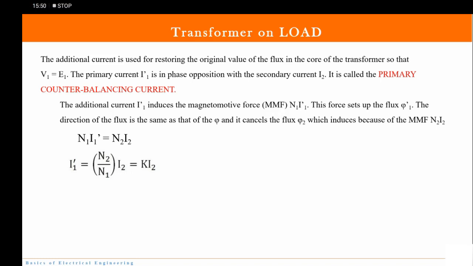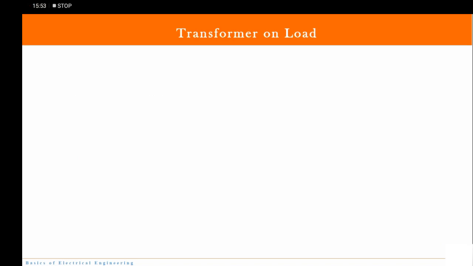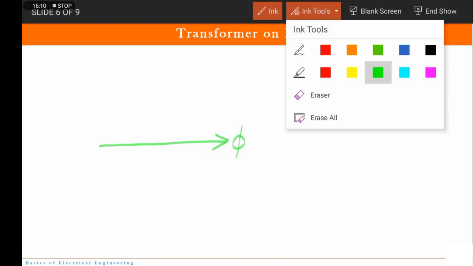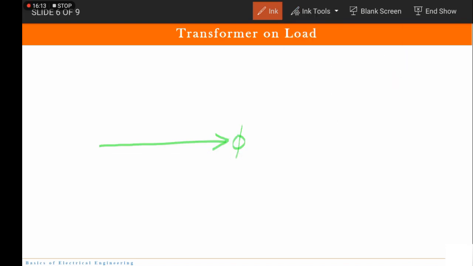Fine? Now let us talk about the phasor diagram. Now, how to draw the phasor diagram? Before going to the exact phasor diagram, we will try to learn how to draw it. The very first thing is we will draw the flux, which is phi. Now this flux sets up the induced EMF, which is E1, and this will lag the flux by 90 degrees.